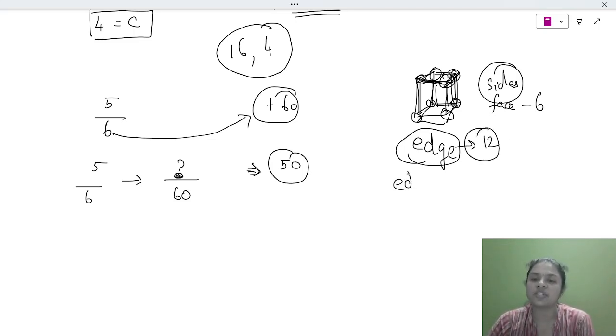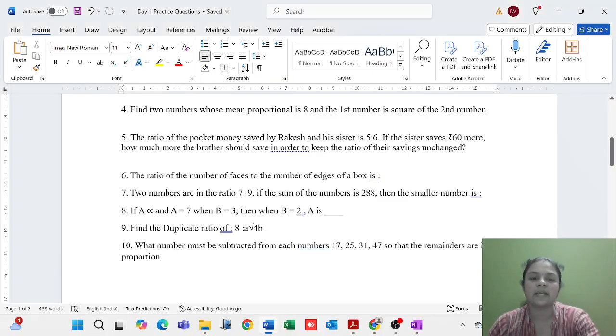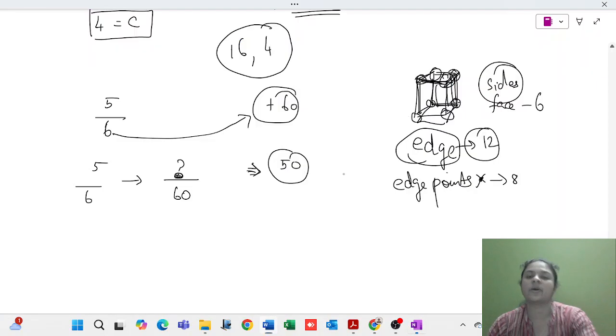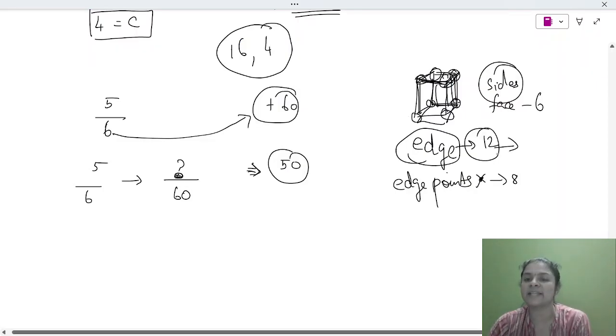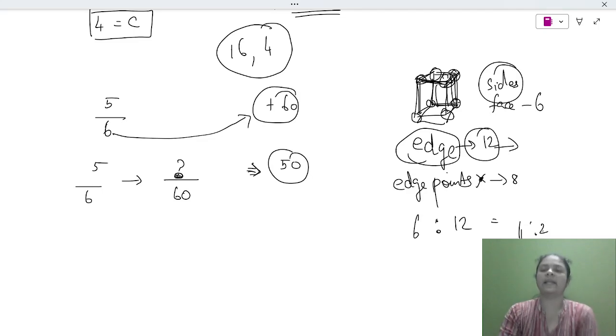Whereas if the question mentions edge points, then it refers to only the intersection points. So here it will be 8 points for intersection. Now the question here is edges. So edges, now we are going to take the sides. So the total number of faces is 6, total number of edge sides is 12. So the ratio is 6:12 or 1:2. Am I clear?